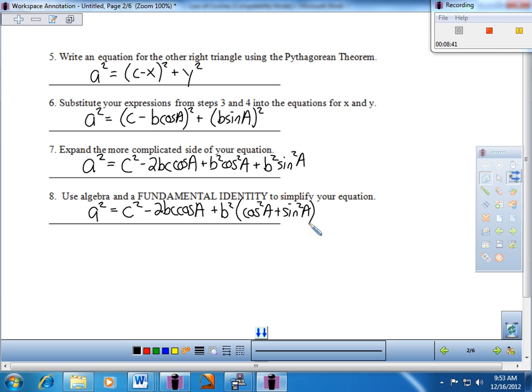And everybody, does the light go on when you see something like this? What is cosine squared plus sine squared? And cosine squared plus sine squared really is just 1. So you end up getting b squared times just 1. And this can essentially go away. When that goes away, you basically have your law of cosines right here.